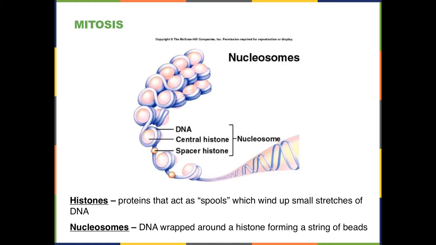And as it shows here, there's actually the spool or central histone that wraps the DNA, and then there's a spacer, and then another central histone, and there's a connection in the DNA between those two. This is called a spacer histone here and a central histone here. But this piece right here, when you get several of these together, it's called a nucleosome.